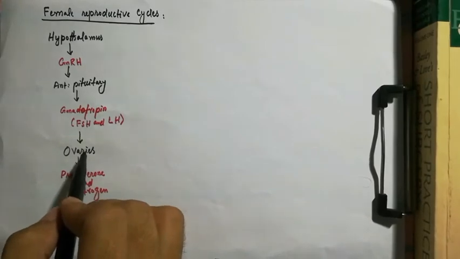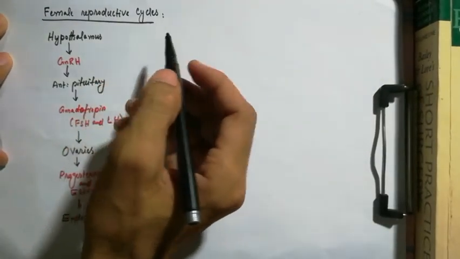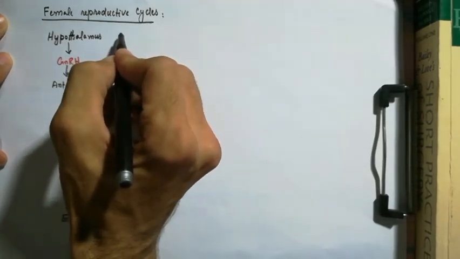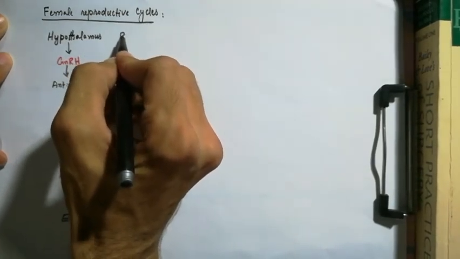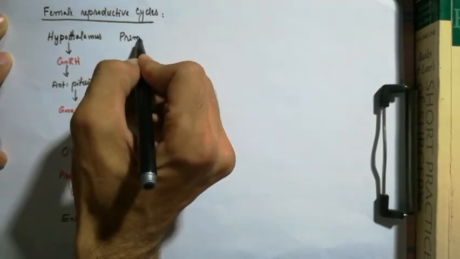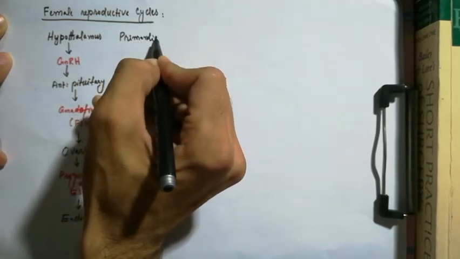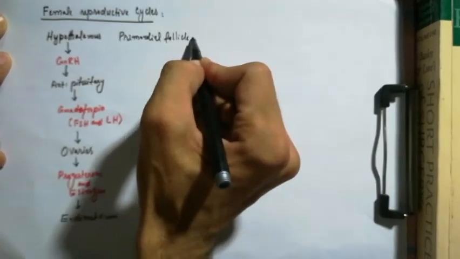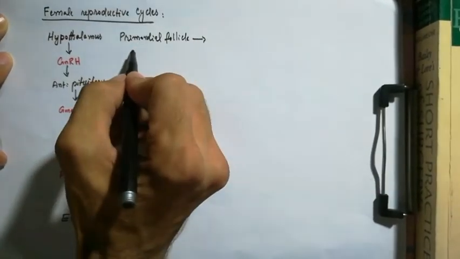Follicle stimulating hormone and luteinizing hormone both act on ovaries, but they perform different functions. Follicle stimulating hormone stimulates the growth of ovarian follicles. Primordial follicle to primary follicles.